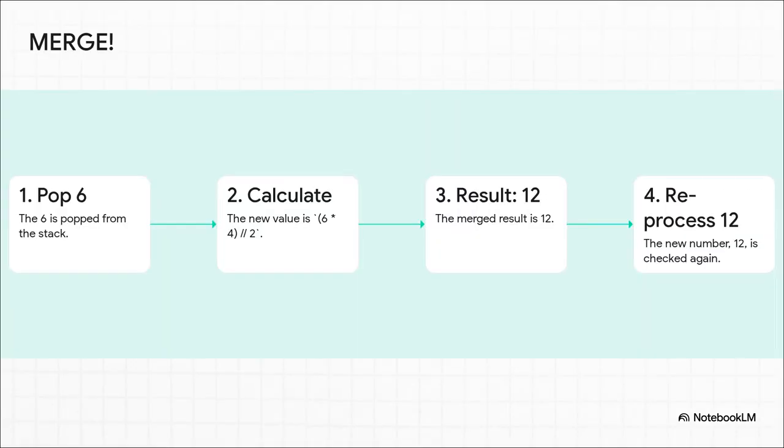So how does this merge actually work? Well, first, we pop the 6 off the stack. Then, we take that 6, multiply it by our current number, 4, and then we divide that by their GCD, which was 2. That leaves us with 12. And this new number, 12, gets pushed right back onto our stack.